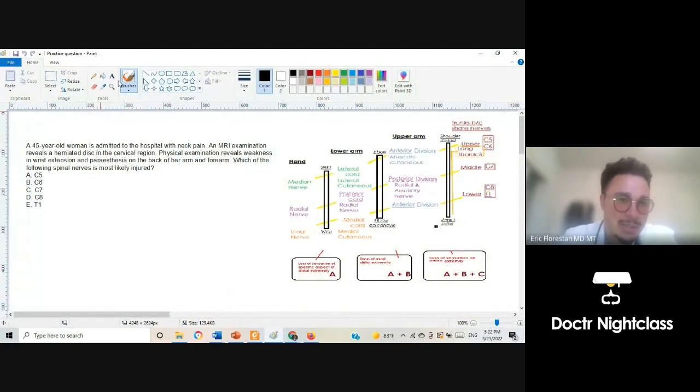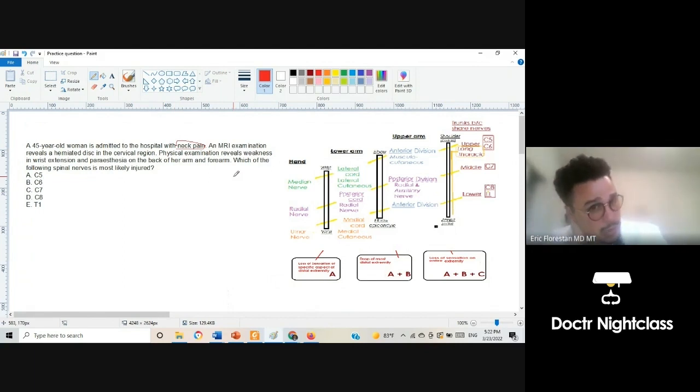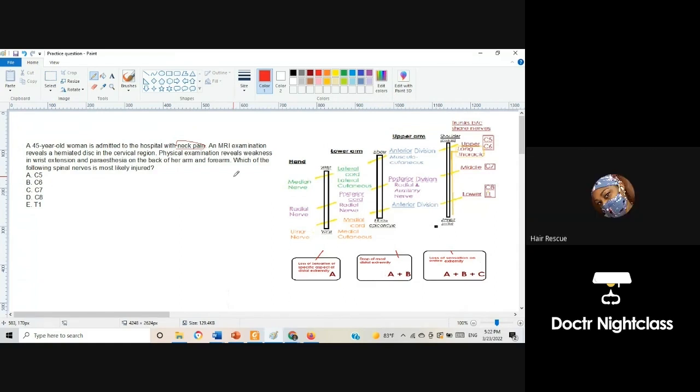All right. So let's do this. I want this guy here. Great. All right. So a 45-year-old woman admitted to the hospital for neck pain. All right, guys, let's stop here. It's neck pain, right? Neck pain. Is it upstream or downstream lesion? Upstream. Is it A plus B plus C, or is it just A alone, or just A and B alone? A plus B plus C.